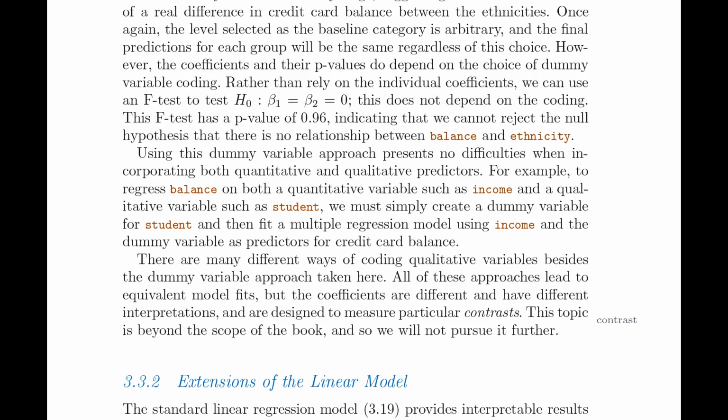Using this dummy variable approach presents no difficulties when incorporating both quantitative and qualitative predictors, for example, to regress balance on both a quantitative variable, such as income, and a qualitative variable, such as student. We must simply create a dummy variable for student and then fit a multiple regression model using income and the dummy variable as predictors for credit card balance.